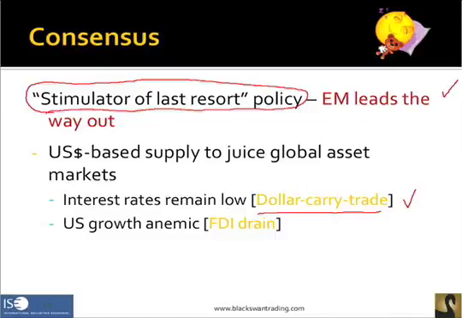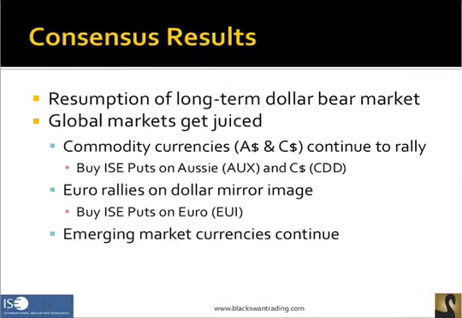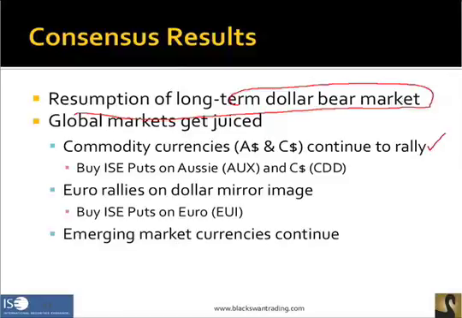Growth is anemic in the U.S., so foreign investments probably still continuing to drain out and look for better growth opportunities. The emerging markets are there. We've even seen stronger growth in Europe than we've seen in the U.S. So this scenario makes sense on a fundamental basis and a trend basis, so we have to assume it will continue to make sense. And if that makes sense, we continue to see the resumption of a long-term bear market in the U.S. dollar. Commodity currencies continue to rally. Euro continues to rally as the mirror image, and the emerging markets continue to rally also.